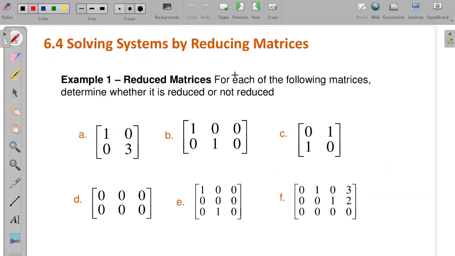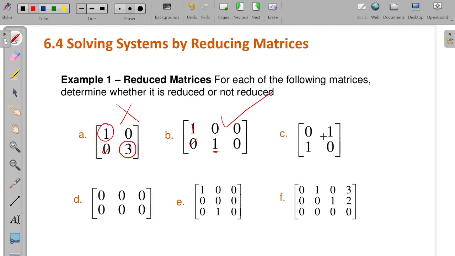So let's check if these are reduced matrices. Observe this one, there's a leading one, and every other element in that column is 0. That is fine. But this one is supposed to also be a leading one, so this is not a reduced matrix. If you look at this, it is 1, and every other element in that column is 0. That is fine, and another leading one to the right of it. That is fine. So this is a reduced matrix.